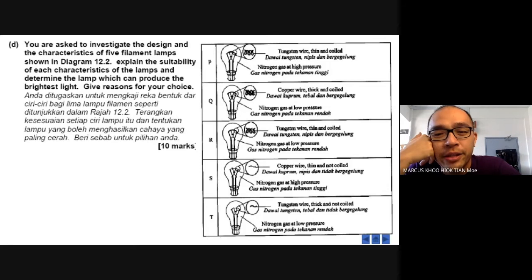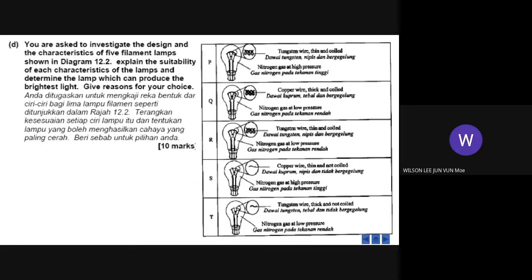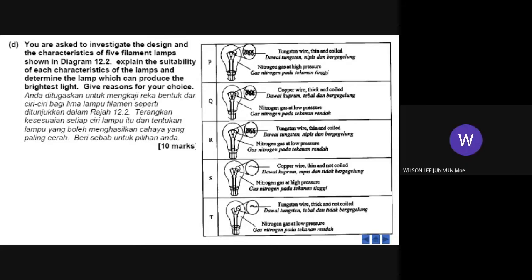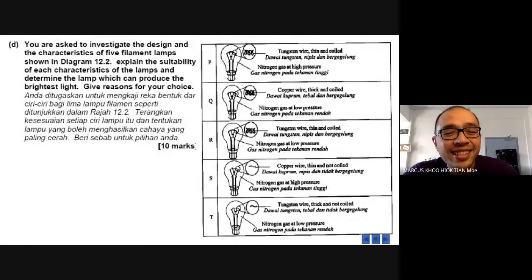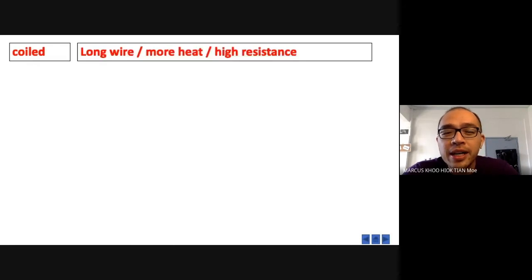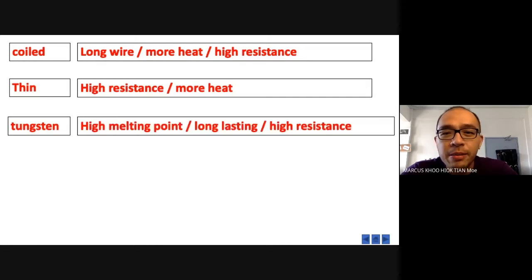Low pressure or high pressure? I think it's high pressure. Why high pressure? I don't know. Okay, fine, we'll answer in a while. Coil, definitely. Long wire, more heat, high resistance. So looks like Tian is not the only one that put high resistance last. Thin, so there is high resistance, more heat, tungsten, high melting point.